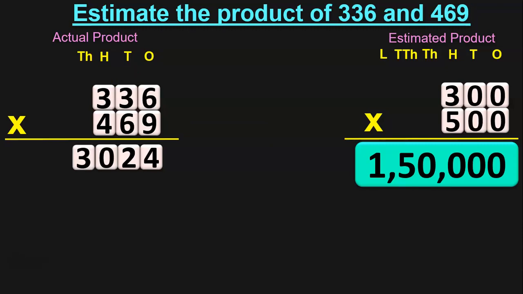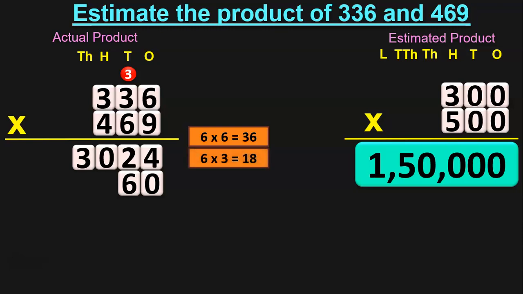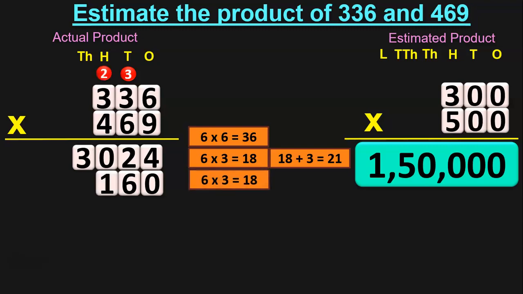Next, you are going to multiply 336 by 60 because 6 is there in the tens place. Before that, add a 0 in the ones place and begin multiplication by 6. 6 into 6 is 36. 6 carry over 3. 6 into 3 is 18. 18 plus 3 is 21. 1 carry over 2. 6 into 3 is 18. 18 plus 2 is 20. 0 and 2 will move to the 10,000s place.